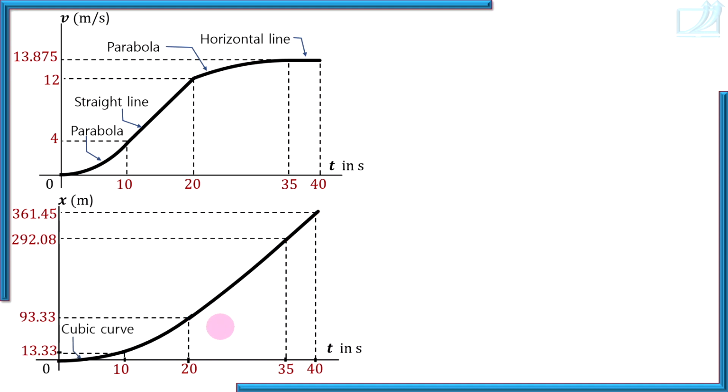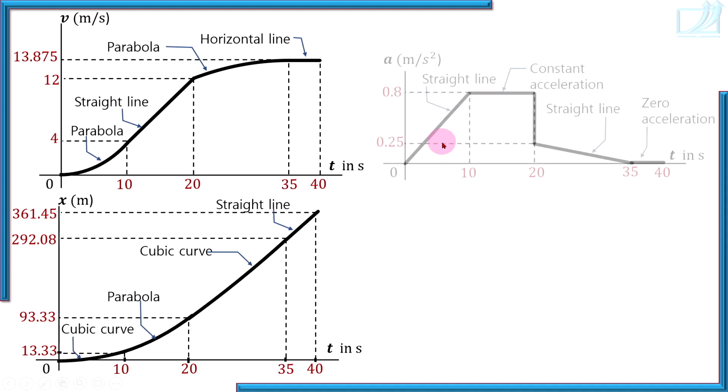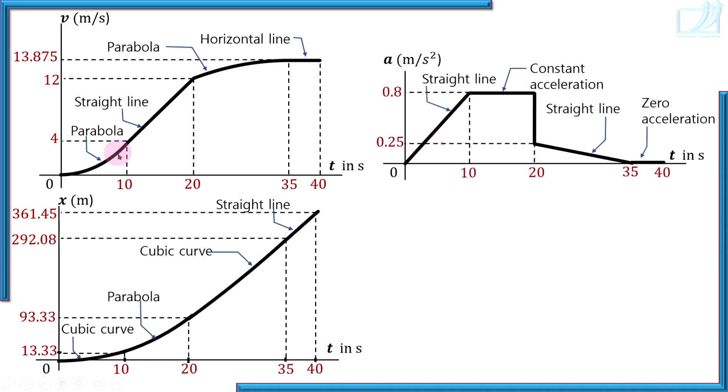Now label these curves. When it is a parabola in the VT diagram, here it is a cubic curve, that is, a third degree curve. When it is a straight line in the VT diagram, here it is a parabola. And a horizontal line in the VT diagram is a straight line here. Now this curve is a parabola, this curve is a cubic curve. How we identify that, that is what I am going to tell you.